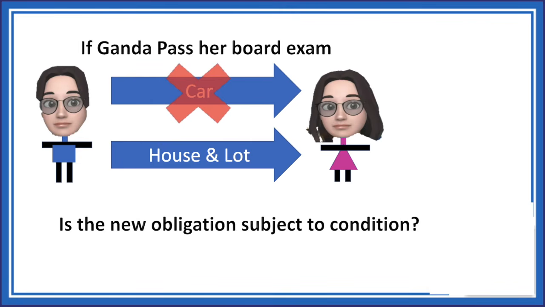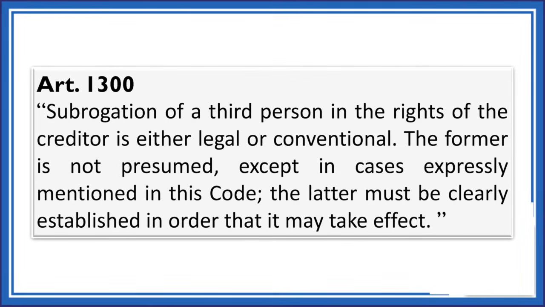Yung sa subrogating a third person in the rights of the creditor. So, Article 1300. Subrogation of a third person in the rights of the creditor is either legal or conventional. The former is not presumed, except in cases expressly mentioned in this code. The latter must be clearly established in order that it may take effect. So that is Article 1300.